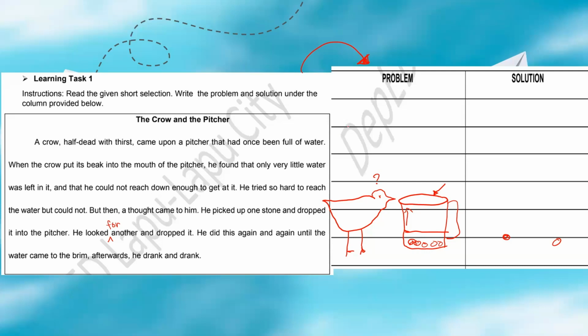So what exactly is our problem here? If you want to independently answer that question or answer this part of the module, pause the video here. If you're ready, then we can identify the problem now. The problem is a crow is very thirsty. How thirsty was the crow? He was half dead thirsty, as in very, very thirsty, to the extent that he might not survive another day, perhaps. So what was the solution?